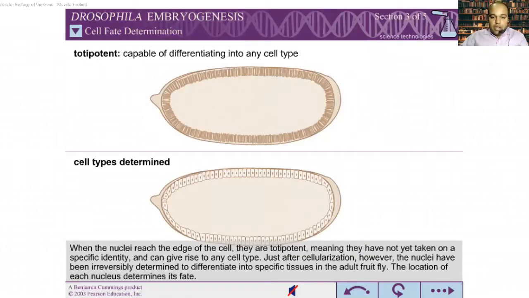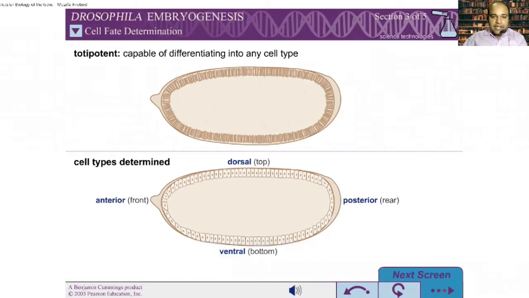So let us move forward and look at how the further division is going to take place. Now, what we find here is that further, the different sides of the Drosophila are going to be determined: the anterior side, the posterior side, the dorsal side, and the ventral side. These are the four different sides which are going to be determined first in the case of Drosophila before the further development is going to take place.